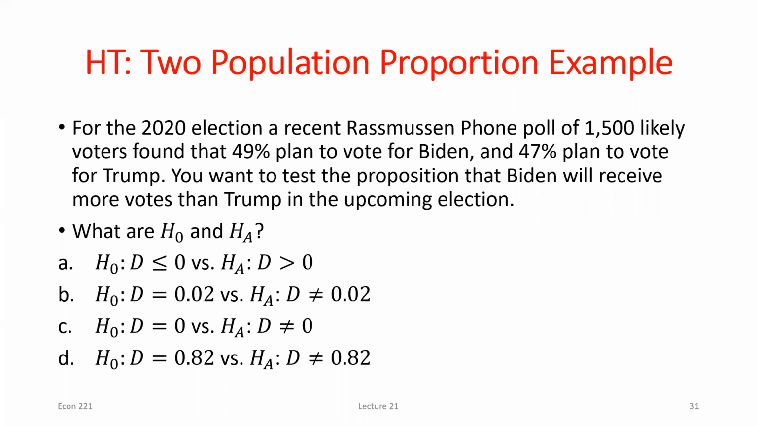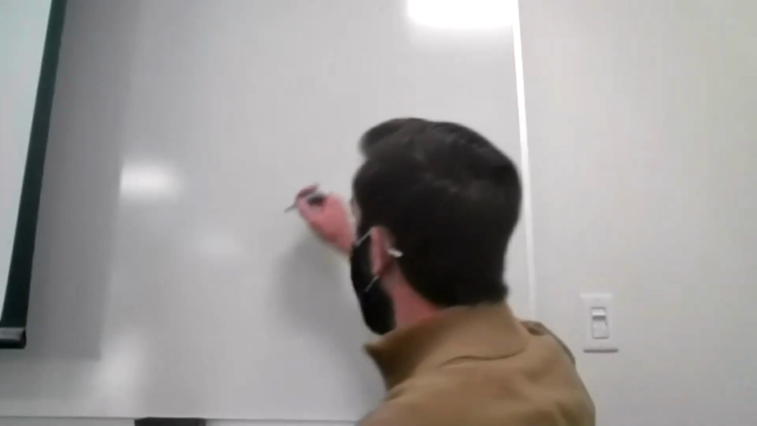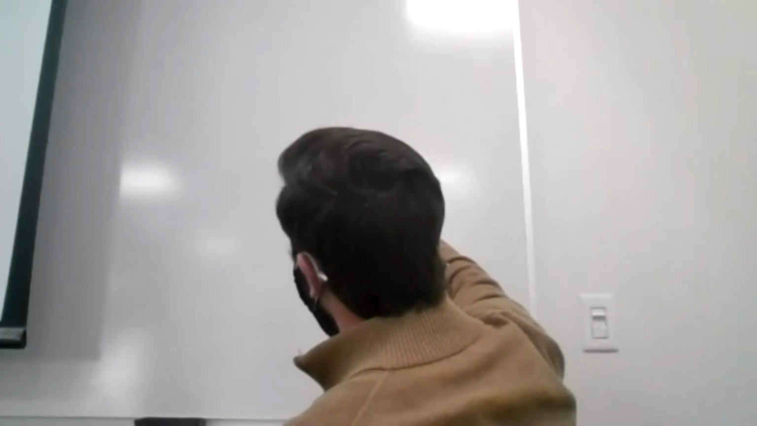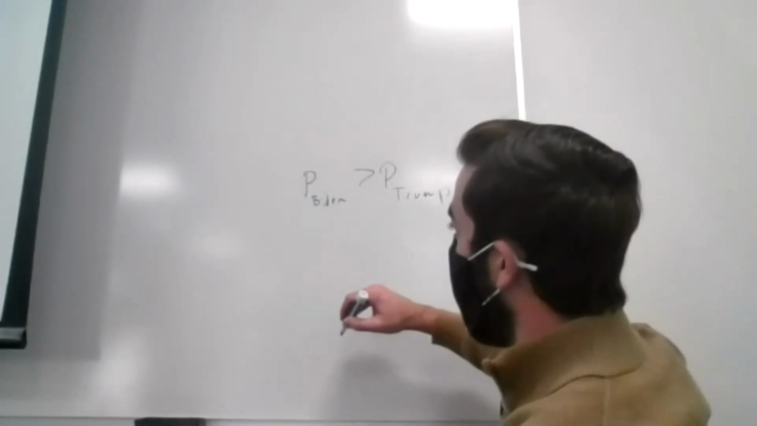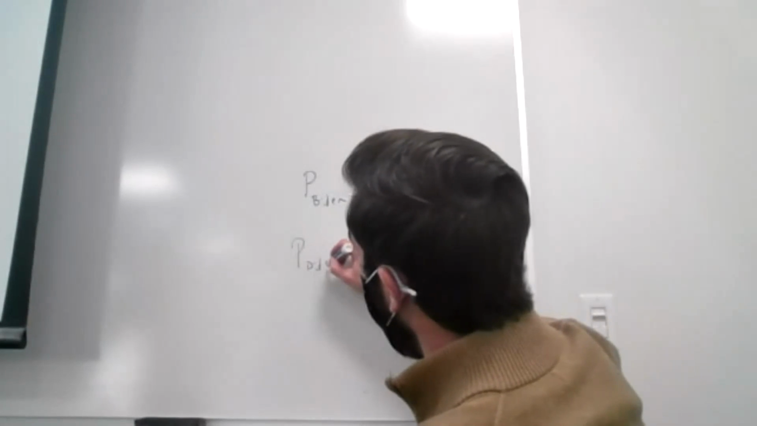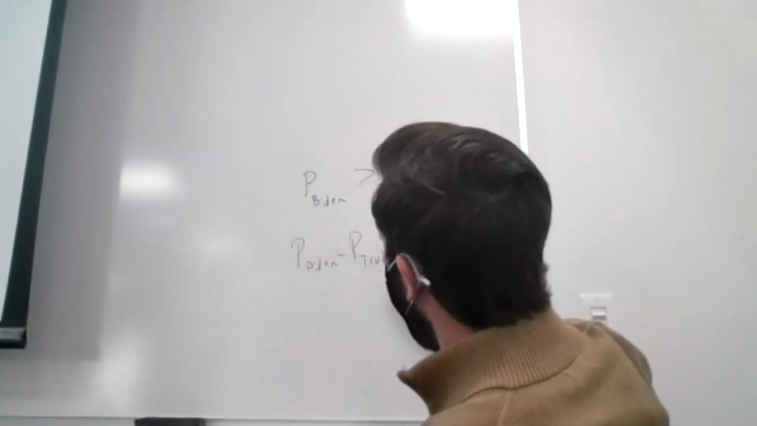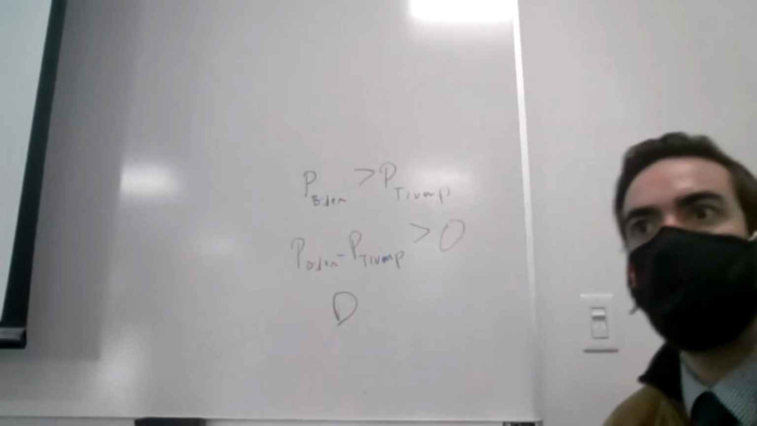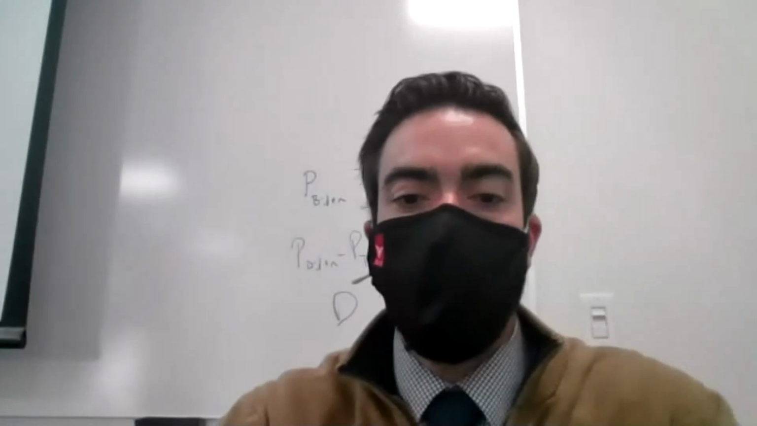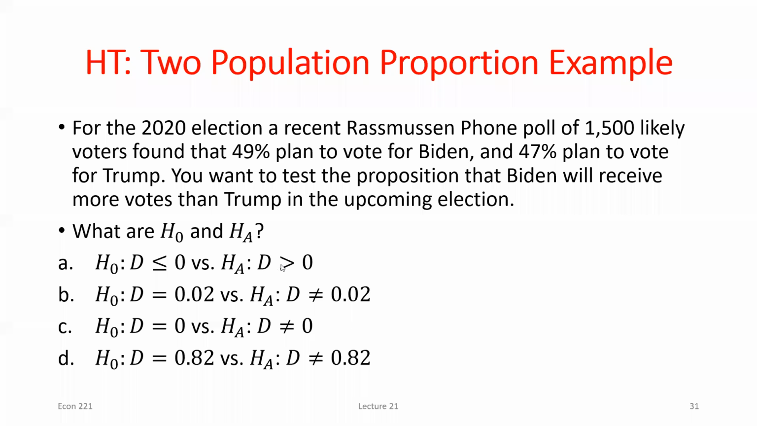Right? So if I want to know whether or not Biden is going to get a higher number of votes than Trump, what I'm really saying is that the proportion of votes coming in for Biden is greater than the proportion of votes coming in for Trump. If I rearrange this a little bit and think about the difference between Biden and Trump votes, I'm really saying that difference is greater than 0. That's what I'm testing for, so that becomes my alternative hypothesis. I assume the exact opposite is true, which is that the difference is less than or equal to 0. And that's my null hypothesis.